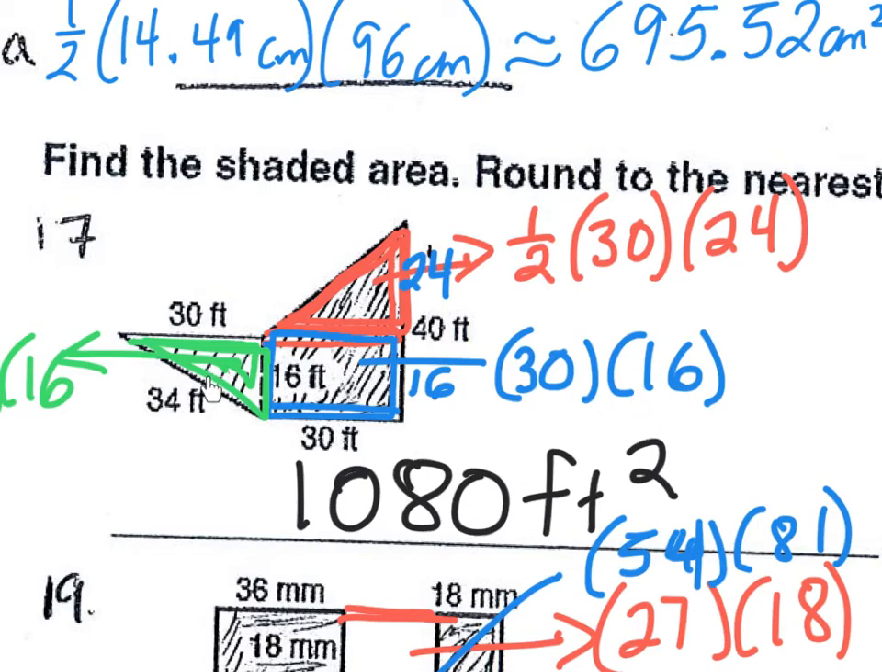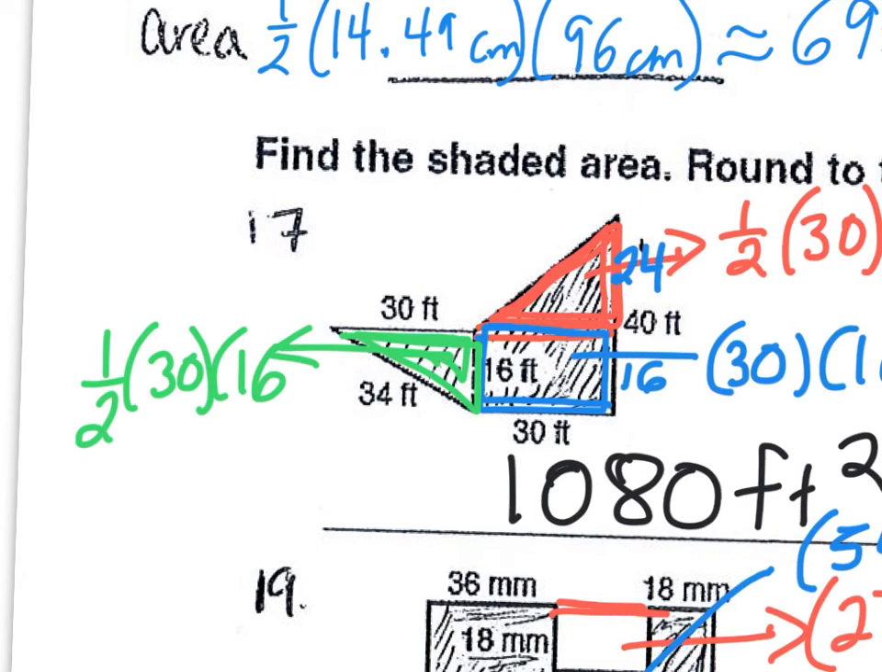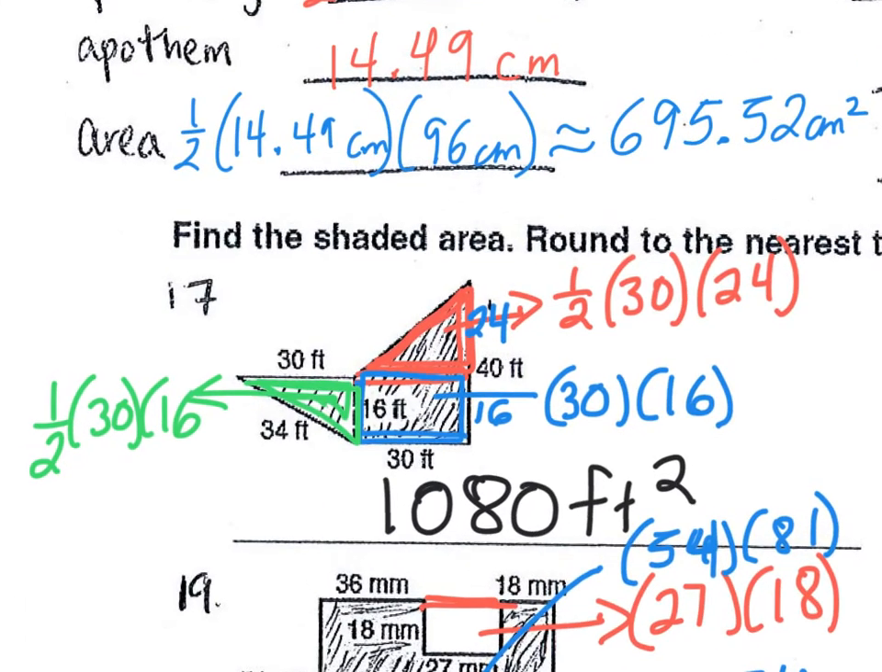And the green triangle, that is 1/2. The base is 30 and the height is 16. So you multiply that. So when you put all of those together, you add them up, and you're supposed to have 1,080 square feet. Did you get that? Yes? Okay, perfect. So now number 18.